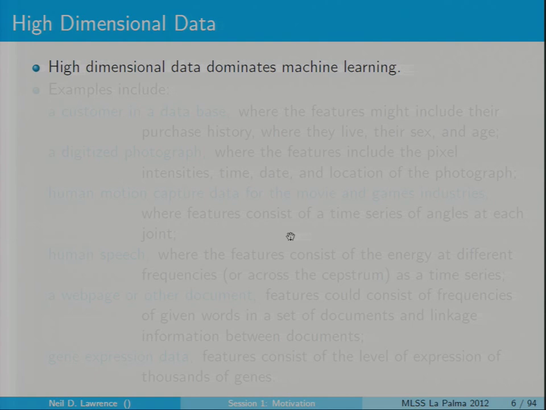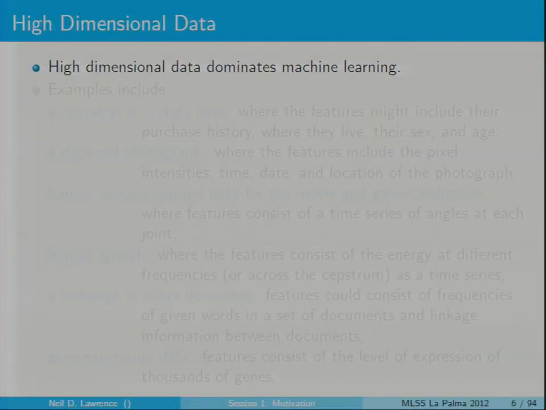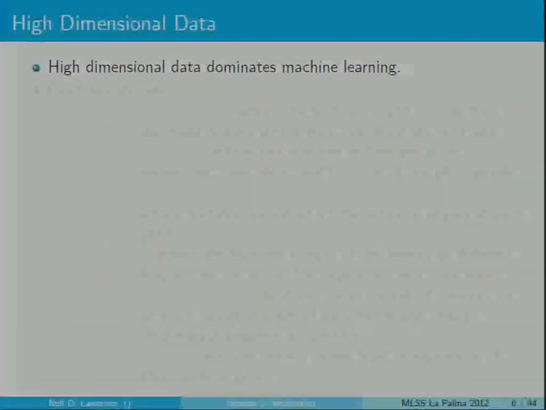So why high dimensional data? It really dominates in machine learning, partially for some of the reasons Bernard was talking about earlier. I mean, not just the number of data points. As you increase that, it becomes hard for a human to look at a large number of data points. It also becomes hard to look at high dimensionality.